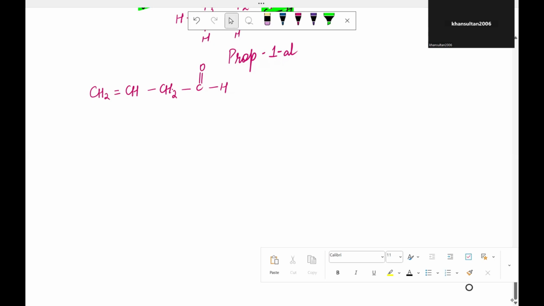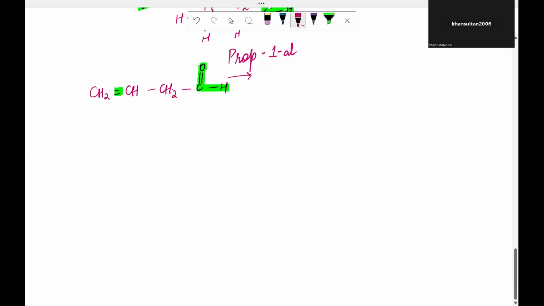So now there are two functional groups here. One, this one, and this one. Now, can you tell me what these functional groups are? This is aldehyde, and this functional group is alkene.